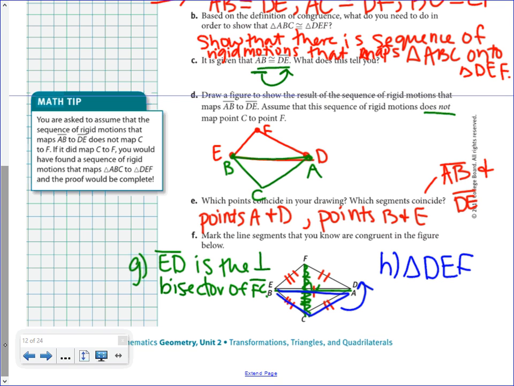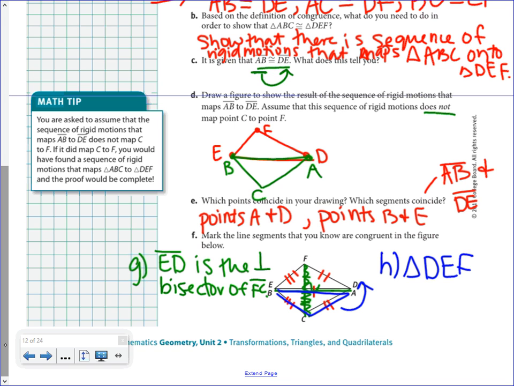So points A and B are fixed under this reflection. They're not going to move because they lie on the line of reflection. Point C is going to map to point F, since the line of reflection is the perpendicular bisector of FC. So that's what is going to be the image of triangle ABC.